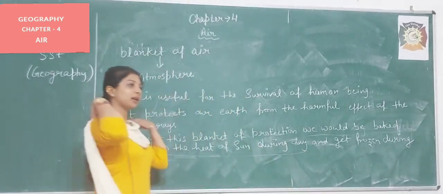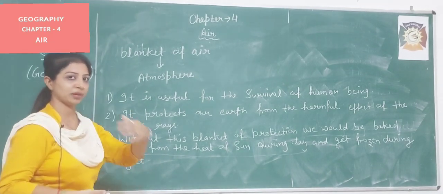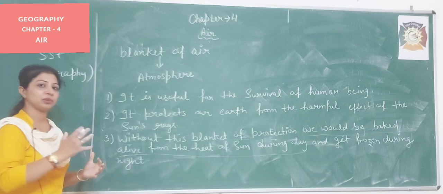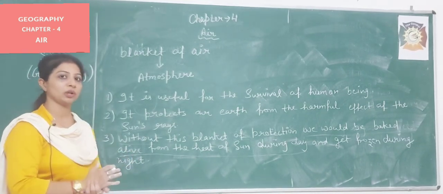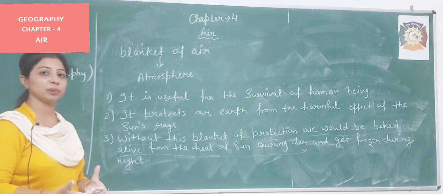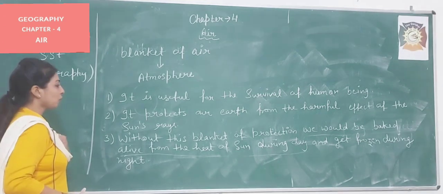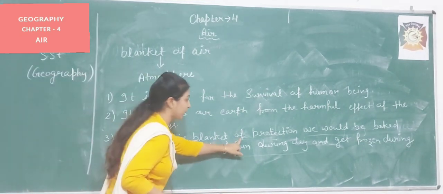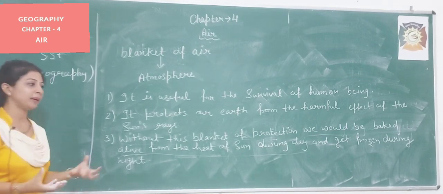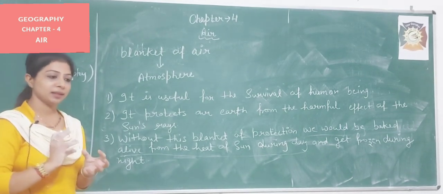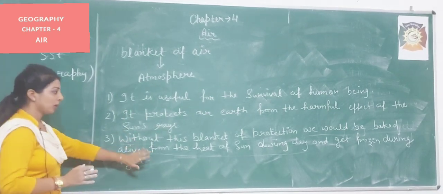We have already discussed that there are some layers in the atmosphere which protect us from the directly harmful effect of the sun rays. If sun rays directly come on earth, it will harm human beings as well as animals, as well as our earth also. So if there is no blanket of air, no blanket of protection, we would be baked alive. Baked means bhun jana. We will be baked in the rays of the sun. You have understood this.